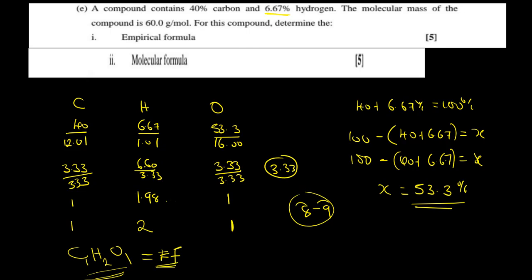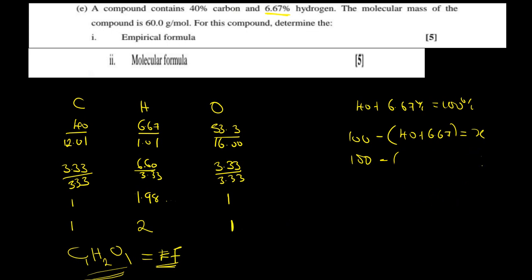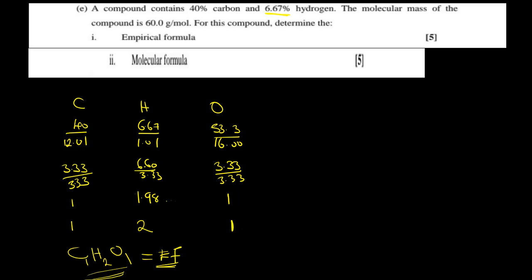Okay, so what about the molecular formula? Now we have seen how to calculate the empirical formula. What about the molecular formula? A molecular formula is the formula that shows the actual number of atoms in a molecule or a compound. There might be other numbers which were used to multiply this, but you now want to get the actual number.